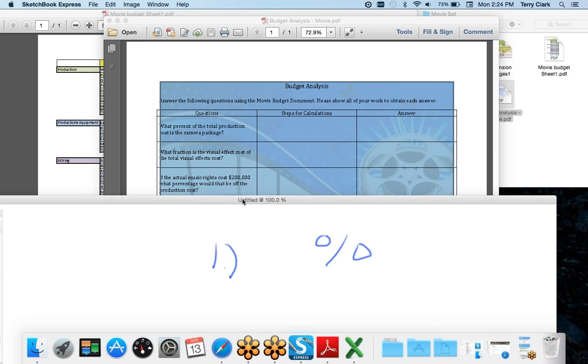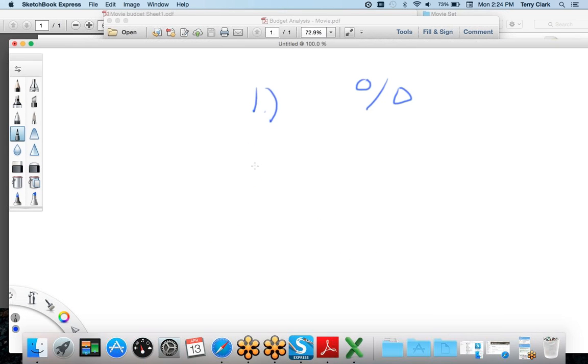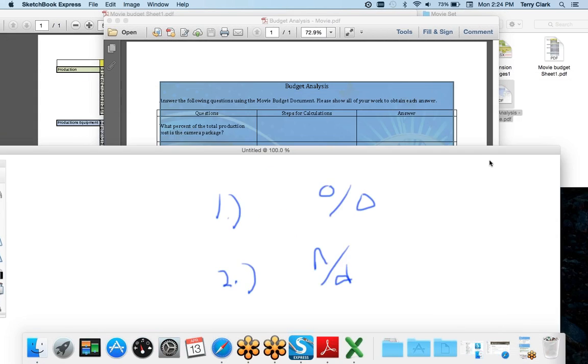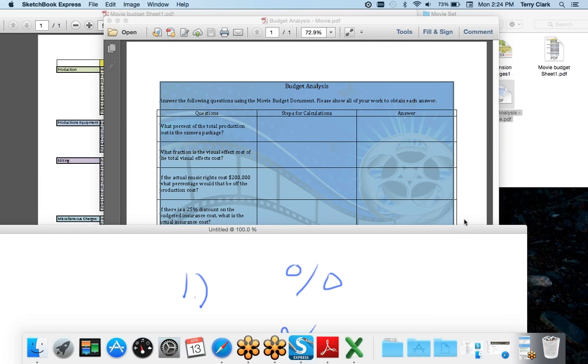Now for the second one, it says, what fraction? When you finish with that one, it's going to have a fraction where you have a numerator over a denominator. Don't convert the answer to a decimal or percent. Leave it in fraction form. With the fraction, just make sure you simplify it to its lowest terms.